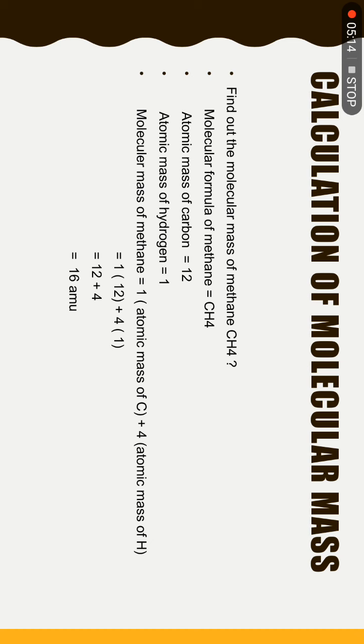So 1 multiplied by 12, if we put the value of the atomic mass of carbon in the formula, we will put 12. If we multiply 1 with 12, the answer will be 12, and if we multiply 4 with 1, the answer will be 4. So 12 plus 4 is 16 AMU. The answer will be 16 AMU. So the molecular mass of methane, CH4, will be 16 AMU.